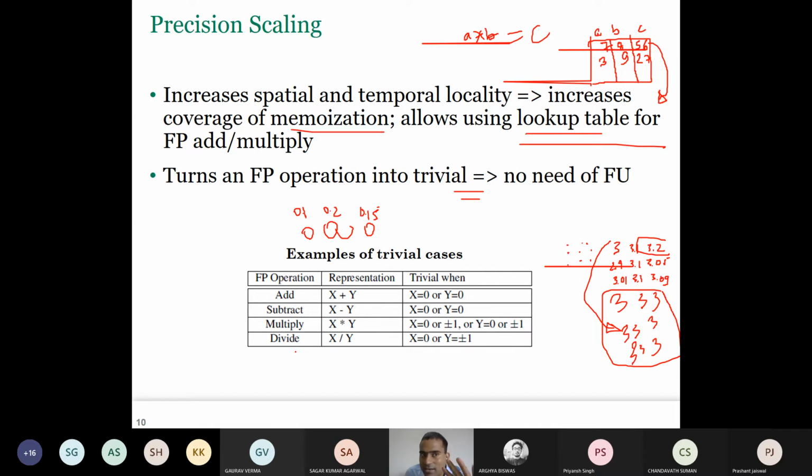So remember, there are 2 things happening here. First, we do precision scaling, and then precision scaling helps us to increase trivialization. It converts many operations into trivial operations.